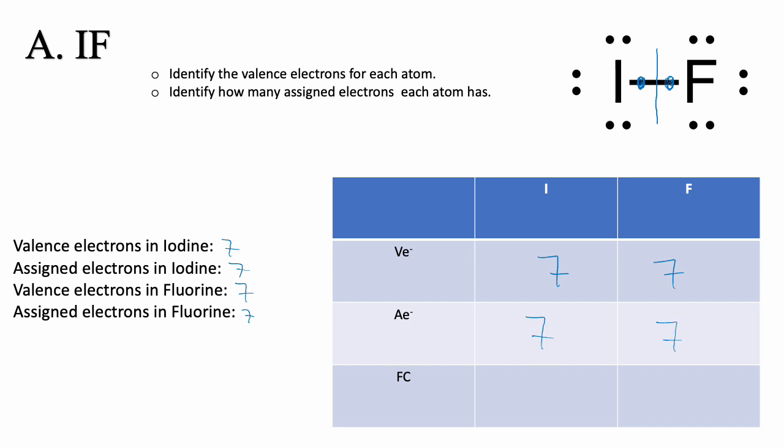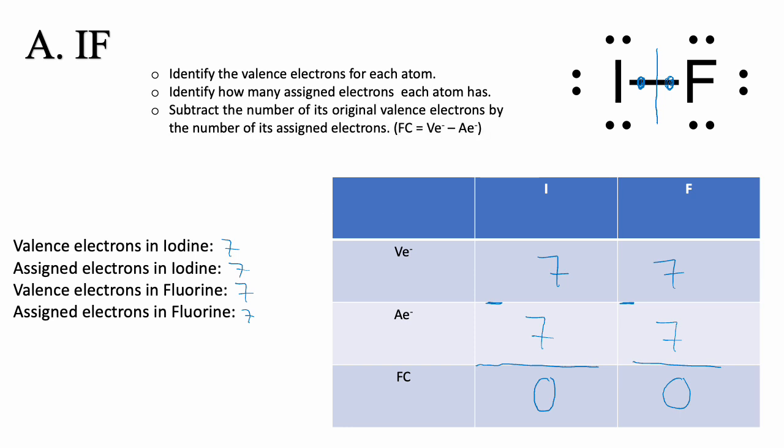Now, our next thing is we're going to imagine that there's a subtraction sign here. So we have 7 minus 7, which gives us 0. Again, same thing on this side, 7 minus 7, which gives us 0. So iodine has a formal charge of 0, and fluorine has a formal charge of 0.